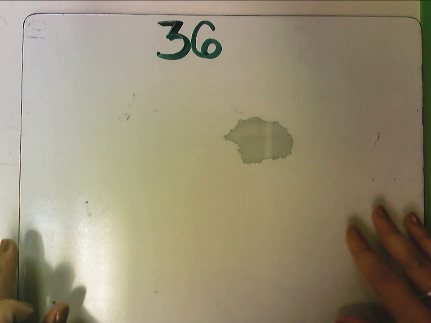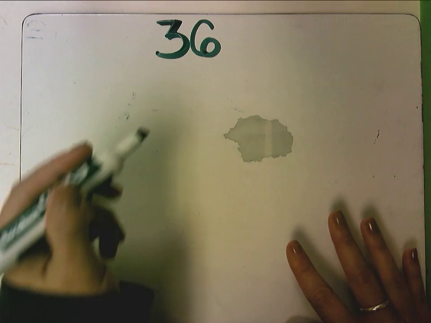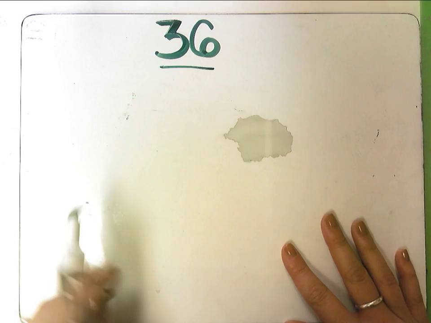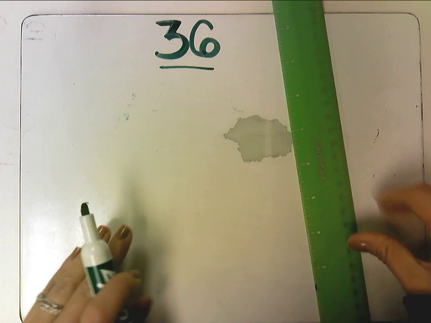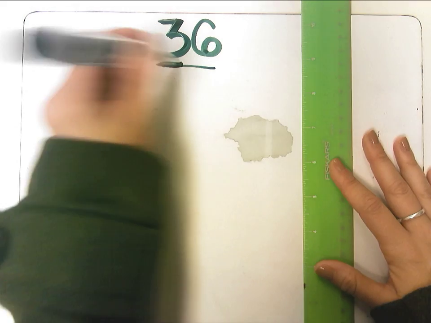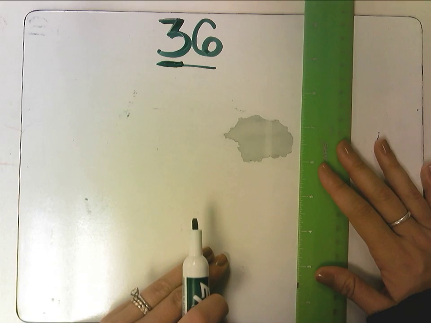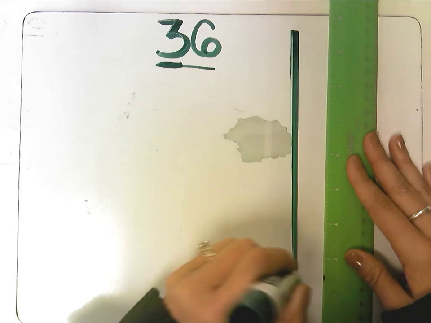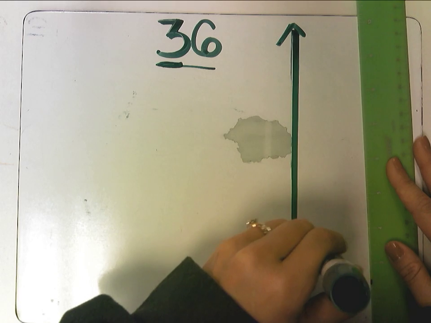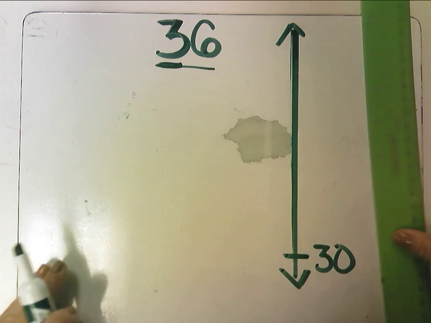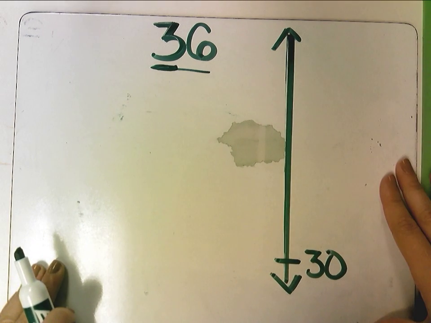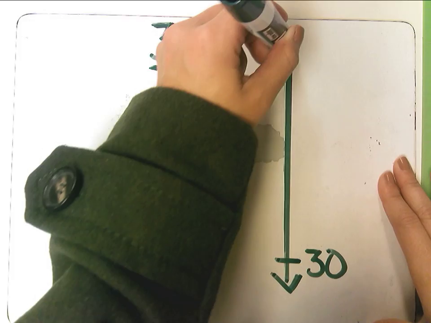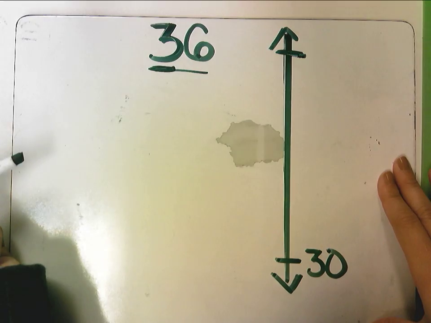I'm going to first think about which two tens 36 is in between. And our hint, we have a 3 in the tens place, so we know on our number line, the bottom of our number line will show 30 because we have our 3 in the tens place for 30. And the next 10 after 30 would be 40.